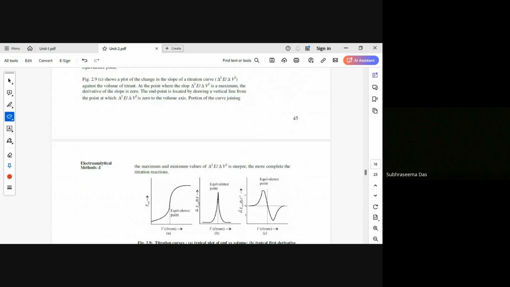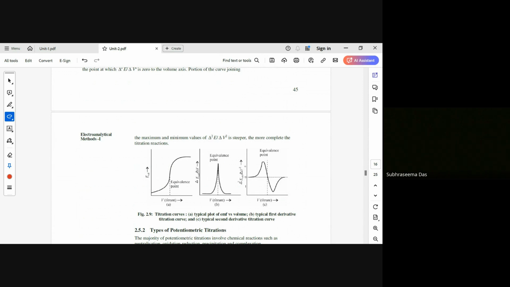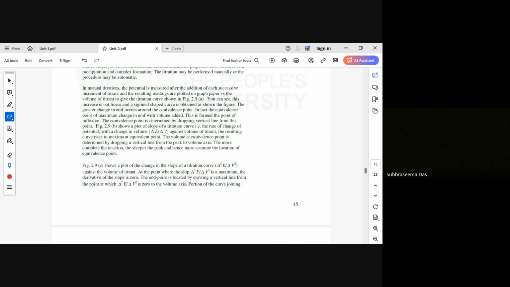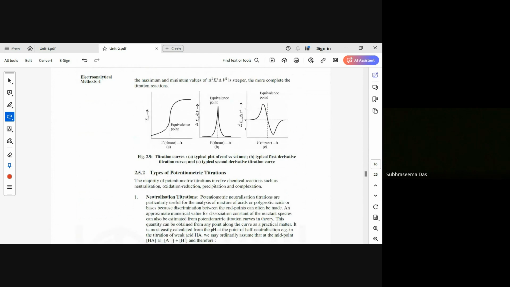Now, as you can see in figure 2.9 a, b, c, figure A is the typical EMF versus volume plot. So when we drop a perpendicular to the x-axis, we can find the equivalence point, and that gives us the exact value. The volume at the equivalence point is determined by dropping a perpendicular from the peak to the volume axis. So the more complete the reaction, the sharper is the peak, and hence the more accurate is the location of the equivalence point. So this is how we find out an equivalence point in a potentiometric titration.